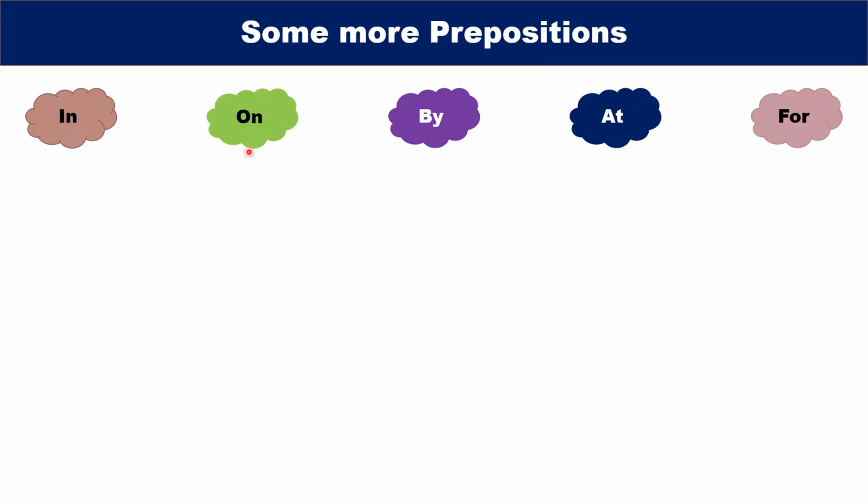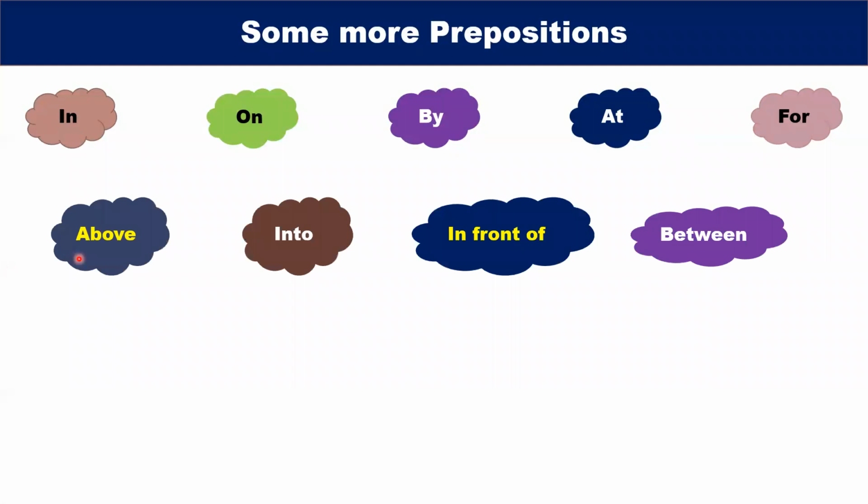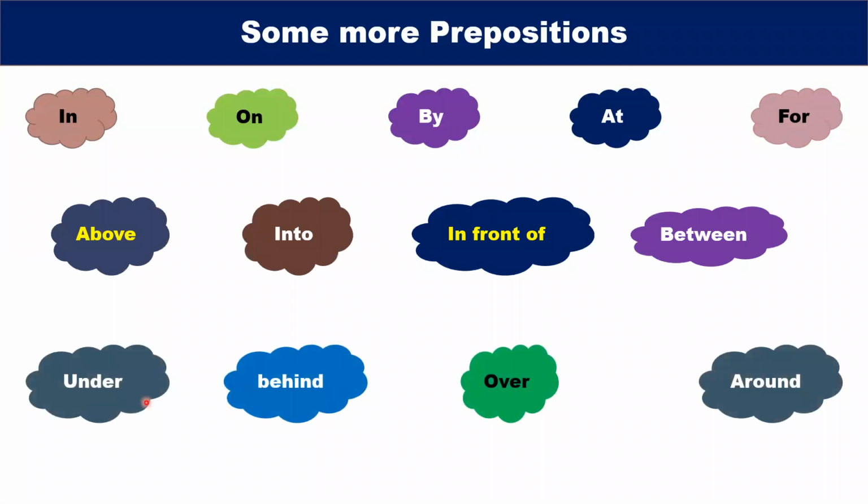In, on, by, at, for, above, into, in front of, between, under, behind, over, around. So children, these are some words which we use in a sentence as a preposition. Clear?